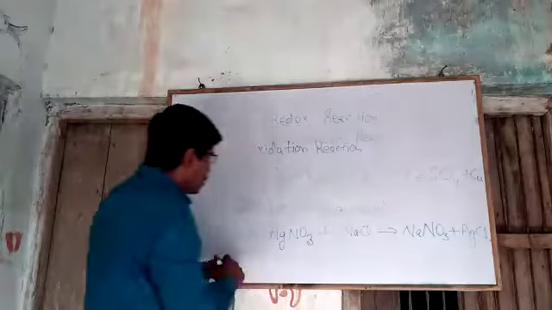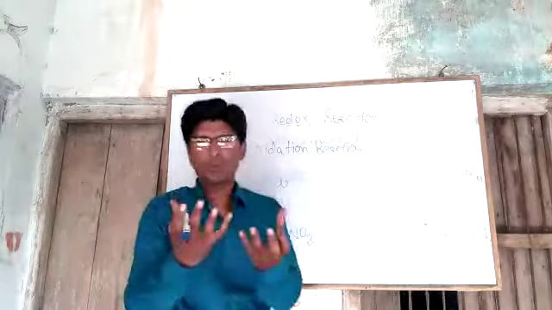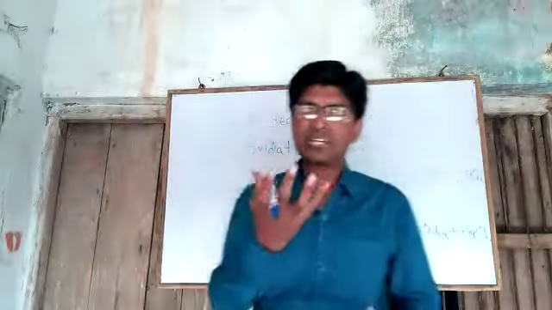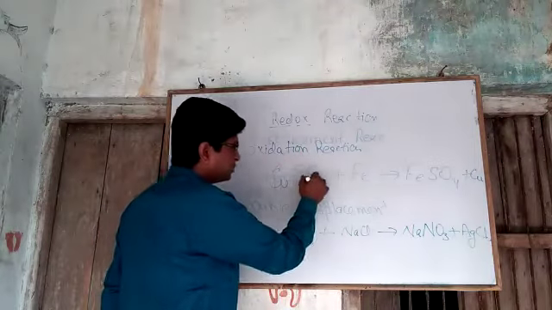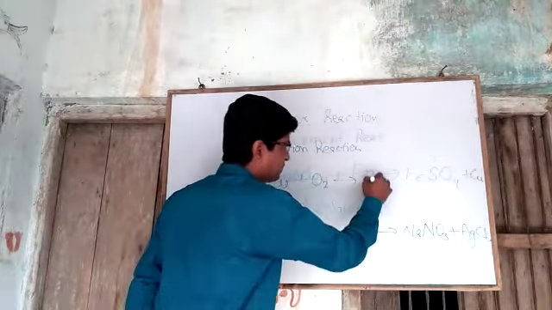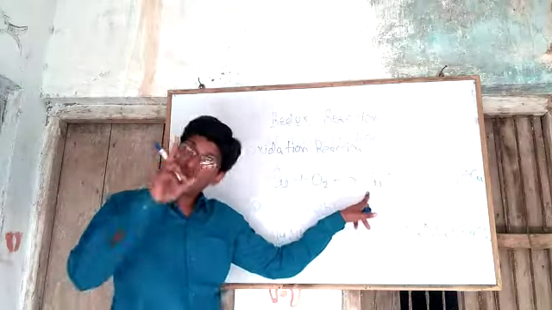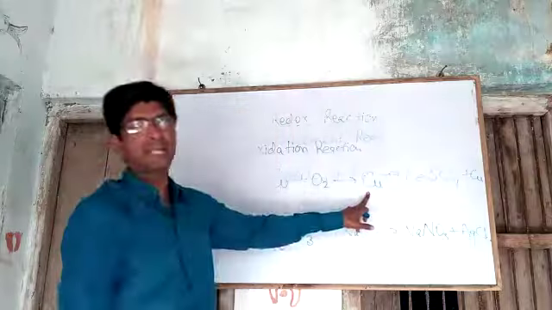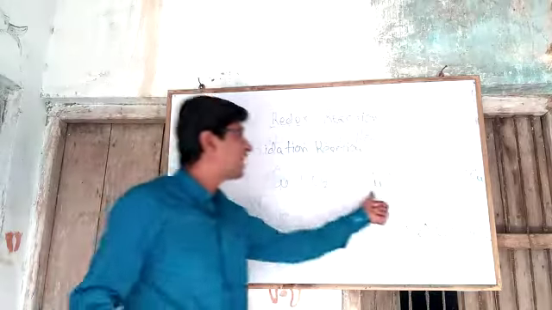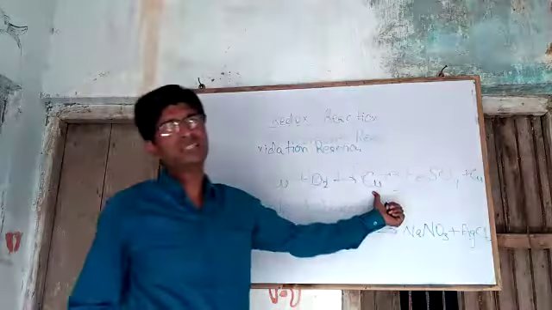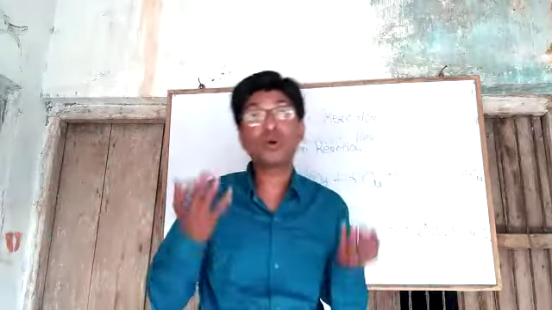Suppose we take copper, which is reddish brown in color, in a China dish, and we strongly heat it. When copper is heated, naturally in the presence of oxygen, it produces copper oxide, which is black in color. So naturally a chemical reaction takes place because reddish brown copper gets converted into blackish copper oxide. So this is an example of a reaction. But how can you tell that this is an example of oxidation reaction?